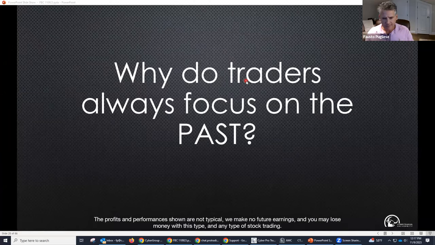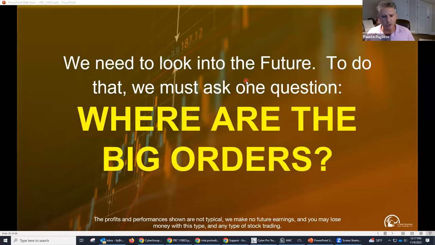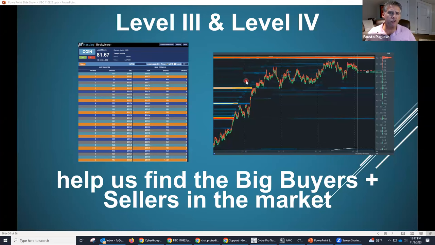That is one of the mistakes that people make when it comes to trading. So what we need to stop doing is focusing on the past and start focusing on the future. And the future is, where are the big orders? Because that's what drives and makes a support level and a resistance level. So let's touch on this really quick.